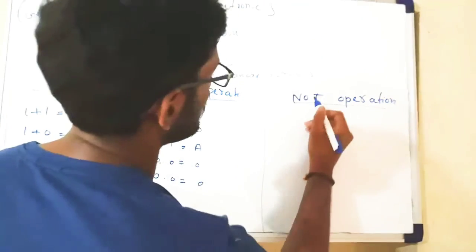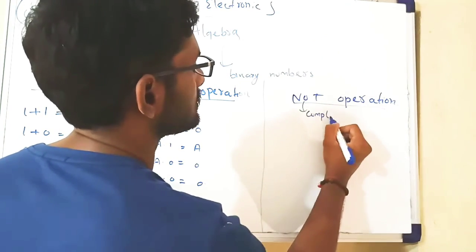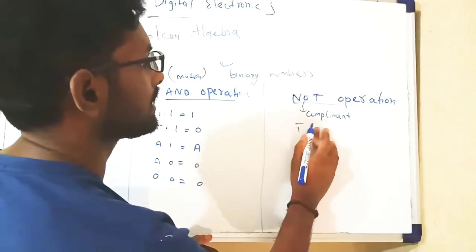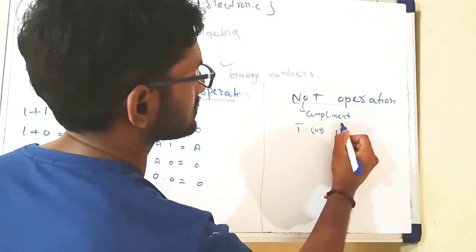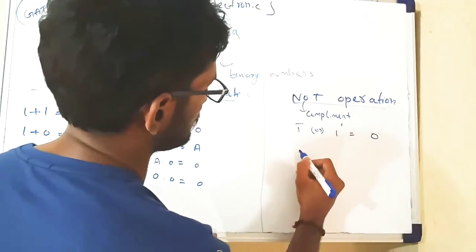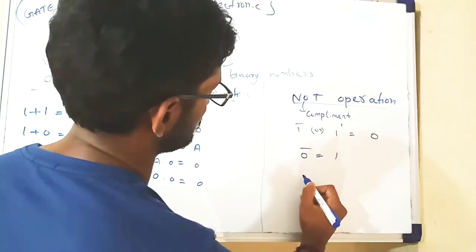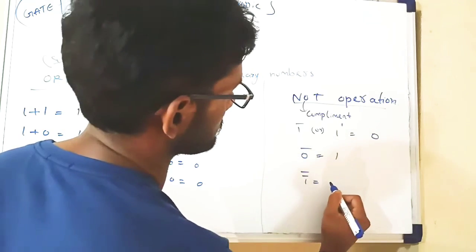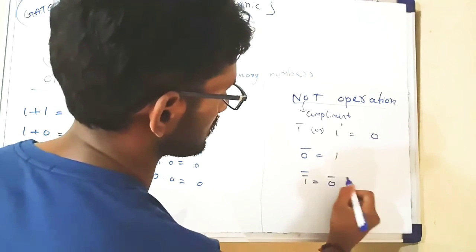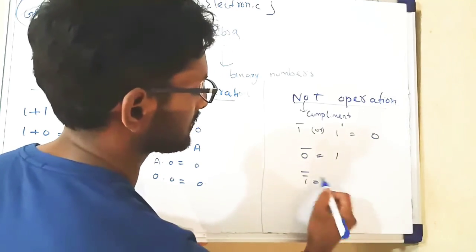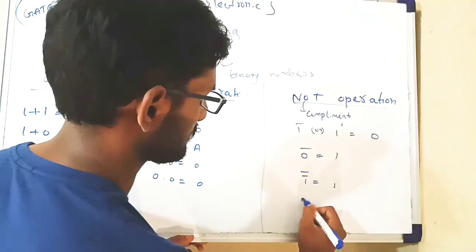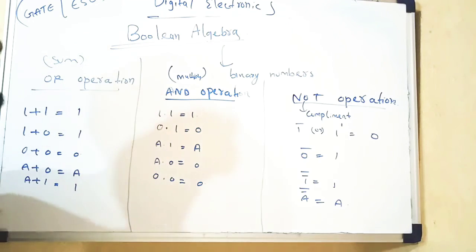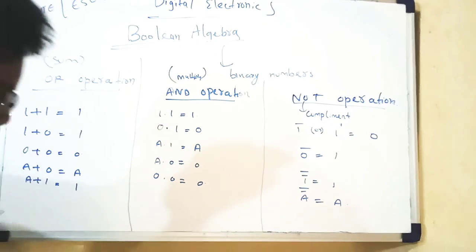Here in the NOT operation, NOT is nothing but complement. If I am taking the bit 0, its complement is represented by a bar or by a dash. 0 complement is 1. Also 1 complement is 0. If I take the complement two times, the value remains the same. A complement whole complement equals A. This is about the main OR operation, AND operation and NOT operation.